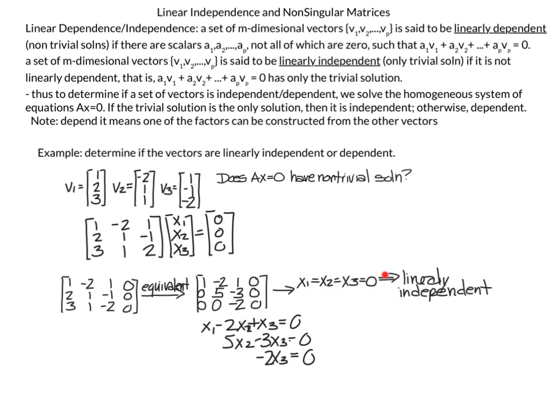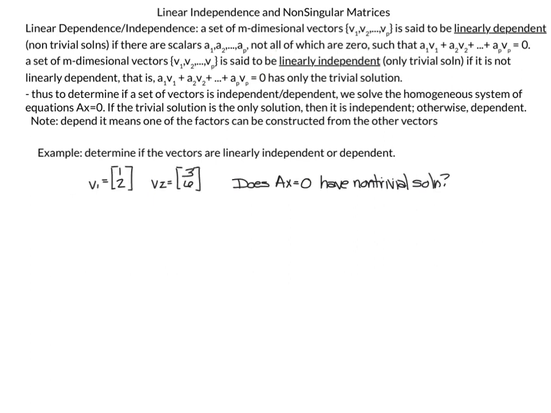So that means there is only the trivial solution, which by my definition means these vectors v1, v2, and v3 are independent. I'm going to do one more problem to show you what it looks like when the vectors are dependent. I've kind of given you the answer here, but let's go through it. Let's say v1 is equal to 1, 2, and v2 is equal to 3, 6. So are they linearly independent or dependent?